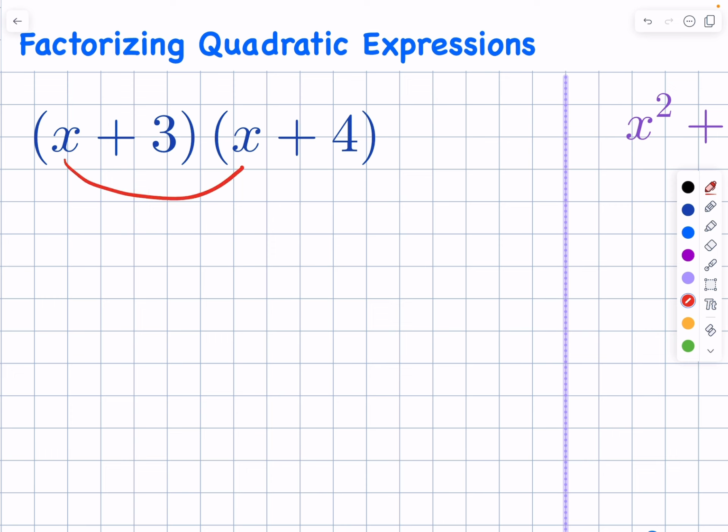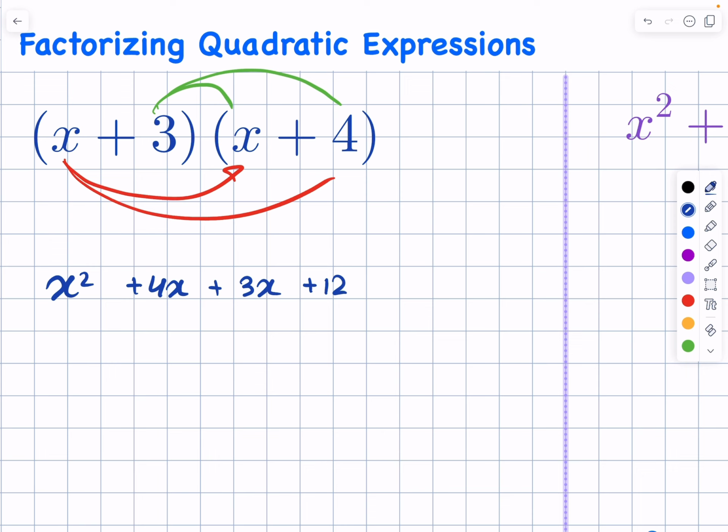We will multiply x by x and we will get x squared. Then multiplying x by 4 gives 4x, and after that we multiply 3 by x, so it will be 3x, and then we multiply 3 by 4, so we get 12, so plus 12. Now we will collect the like terms. Here we have 4x and 3x, which add up to 7x, so it becomes x squared plus 7x plus 12.